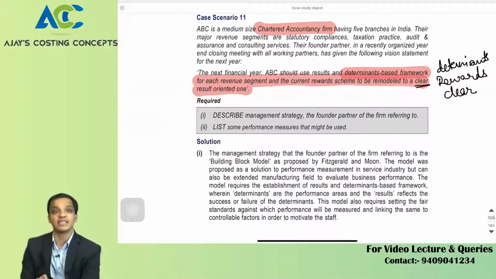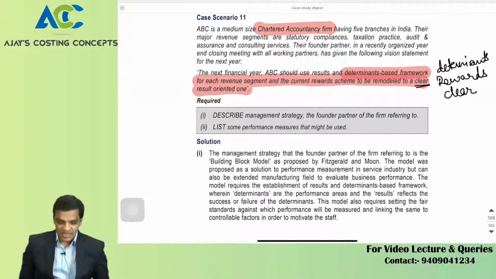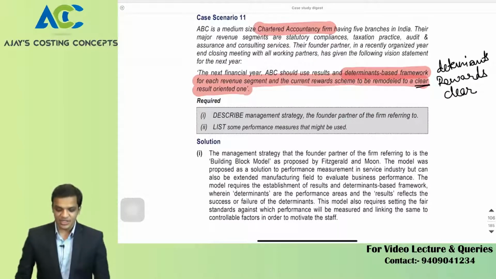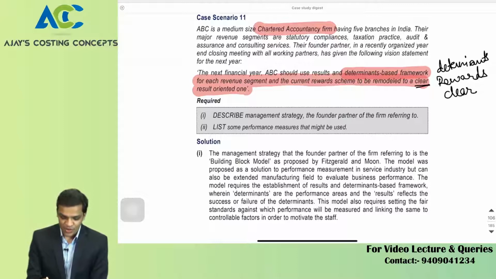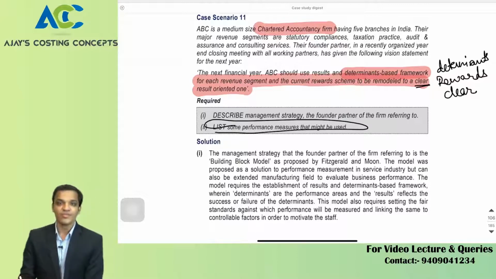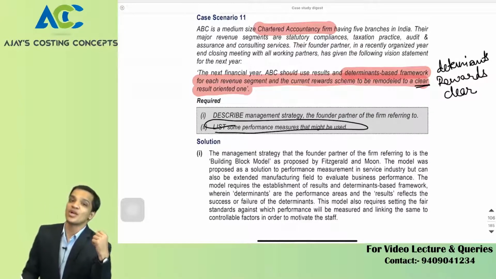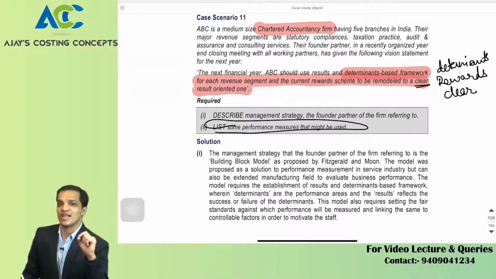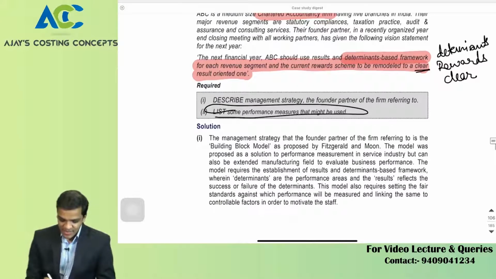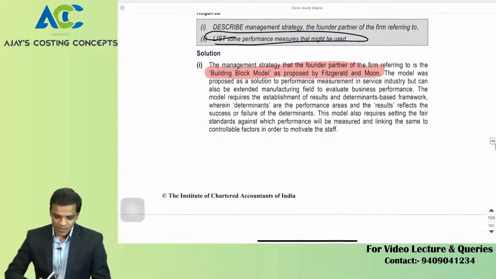Now what they are asking is: describe the management strategy the founder partner of the firm is referring to, and list some performance measures that might be used. Now understand, as I said, why the building block model? Because it is a service segment organization. So the management strategy the founder partner of the firm is referring to is the building block model, as proposed by Fitzgerald and Moon. The model was proposed, as I said.